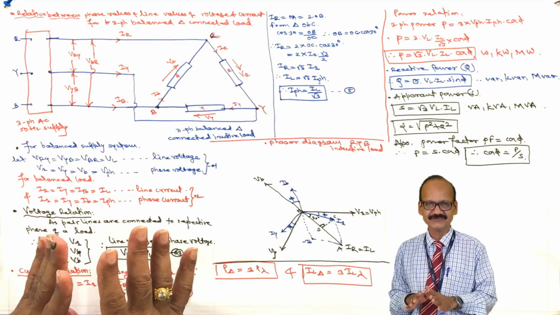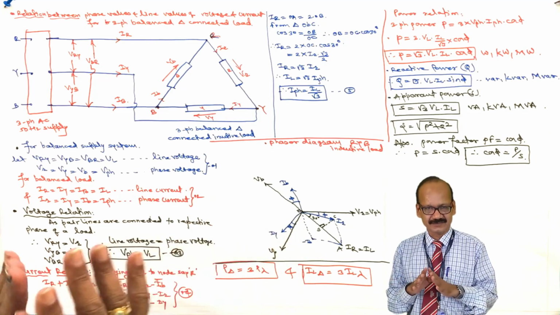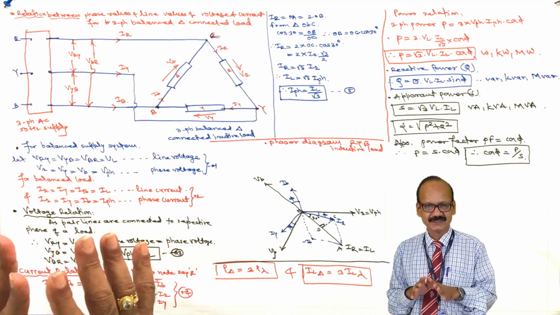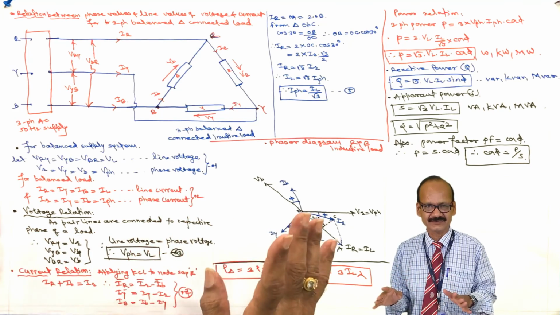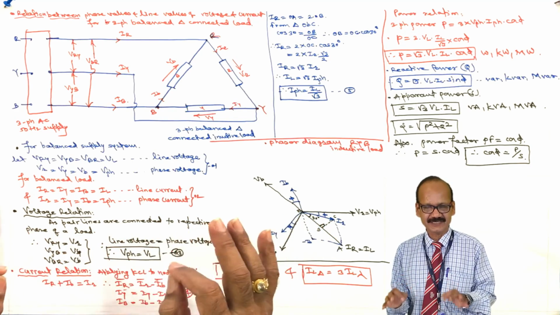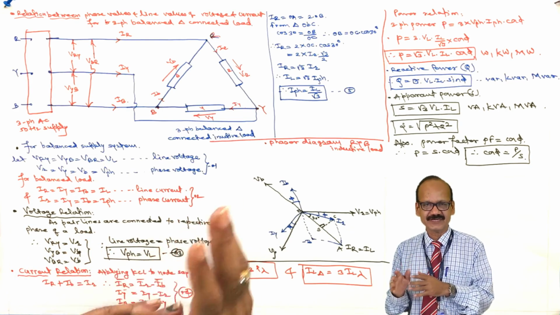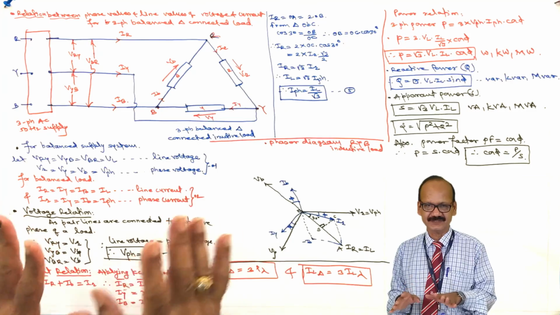So in this video lecture we have obtained the current relations, voltage relations, power relations. So in case of balanced delta connected load, the line current equal to root 3 times phase current and the phase voltage equal to line voltage. We'll stop here. Thank you.